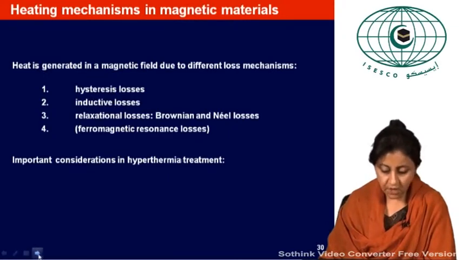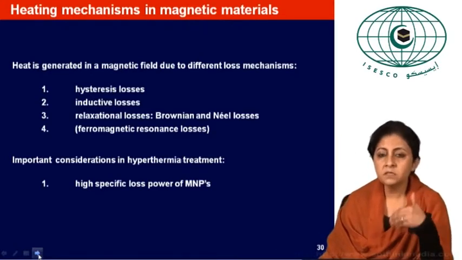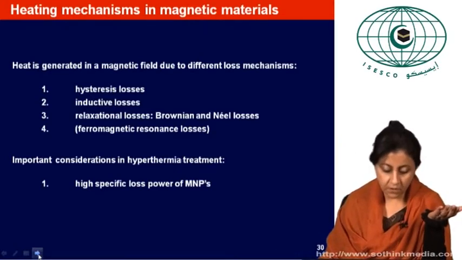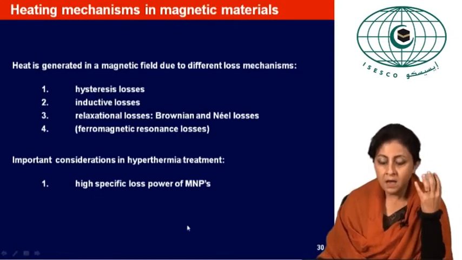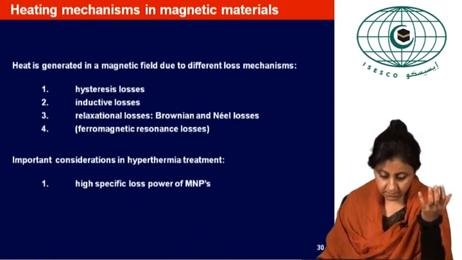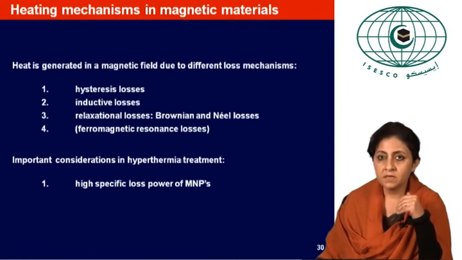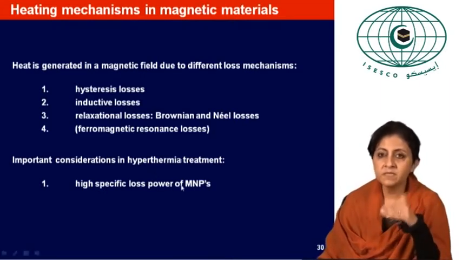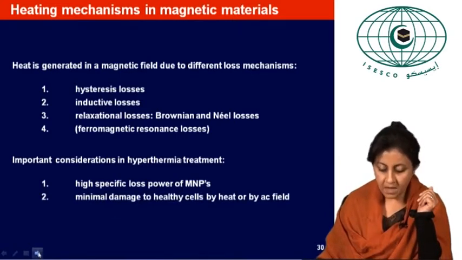Important considerations for hyperthermia treatment are that the nanoparticles, or the magnetic medium being used as an agent of hyperthermia, should have a high specific loss power. So the magnetic nanoparticles should have the ability to generate a large amount of heat per unit mass so that you can minimize the dosage. The specific loss power is basically the amount of heat generated per unit mass of the magnetic nanomaterial.